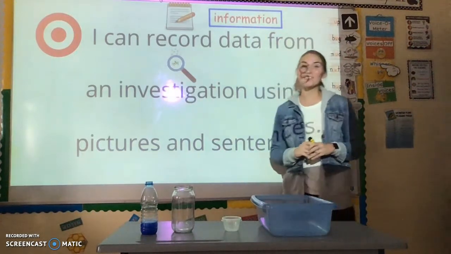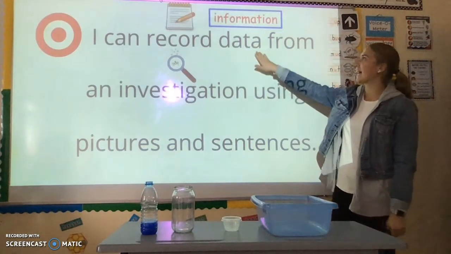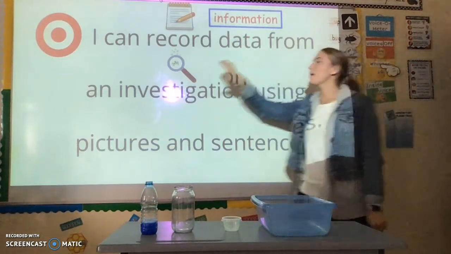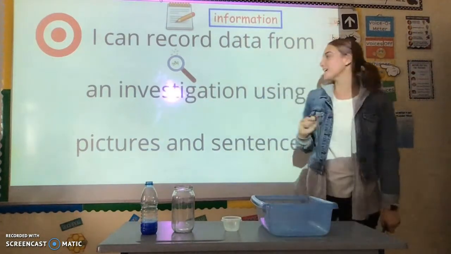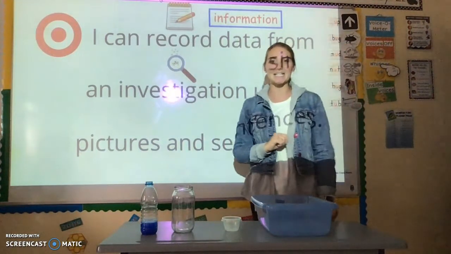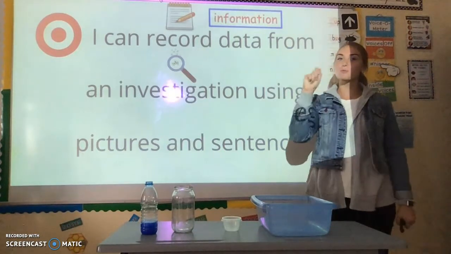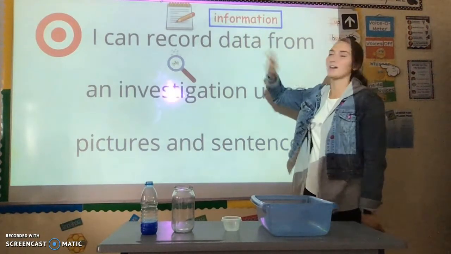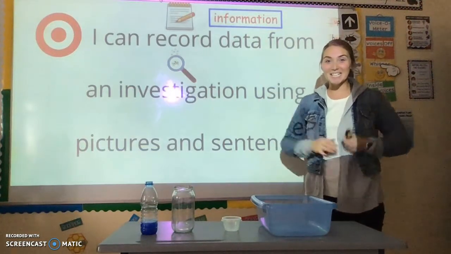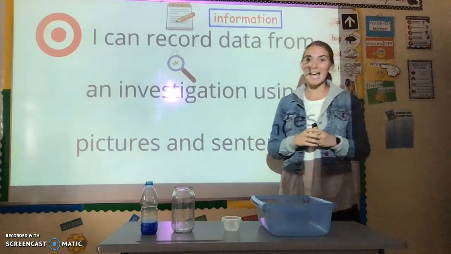Our target skill for today is: I can record data or information from an investigation using pictures and sentences. All right, scientists, today you are going to record data or information from an investigation or an experiment that we are going to do together today.